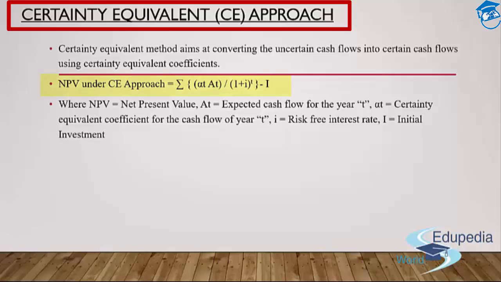You'll be dividing the same with 1 plus I. I is basically the risk-free interest rate. That will be to the power of T, that is the number of periods. And out of the same, you'll be deducting your initial investment in order to reach a particular conclusion whether you should invest in that project or not. This was all about the certainty equivalent approach.